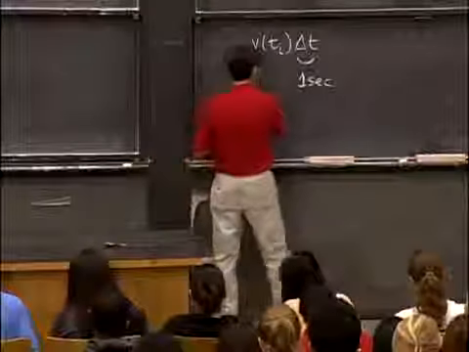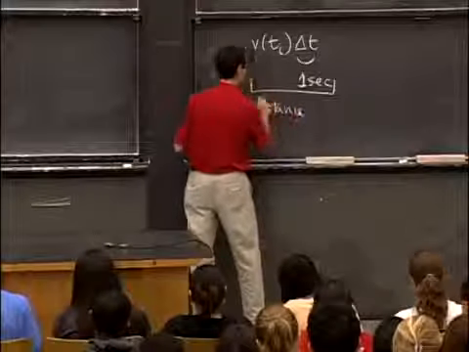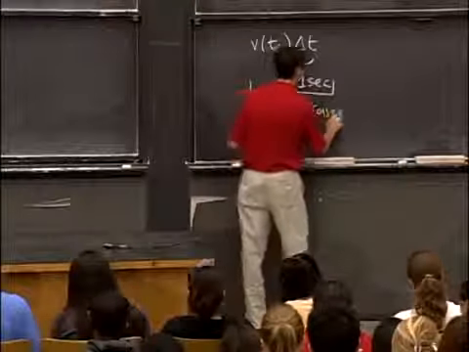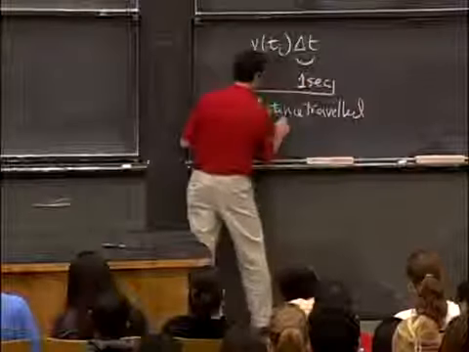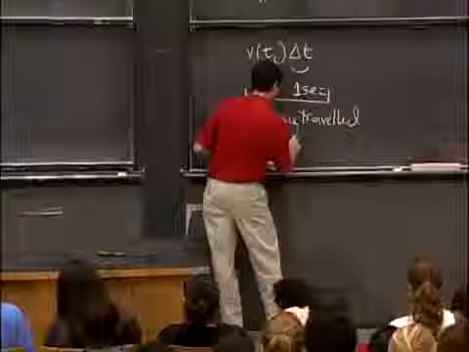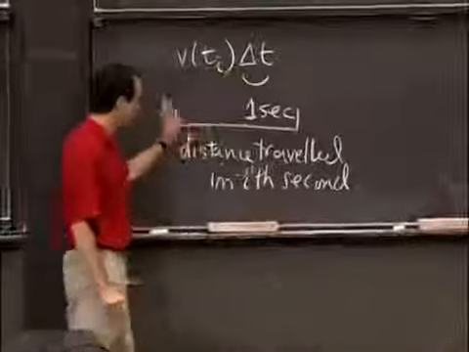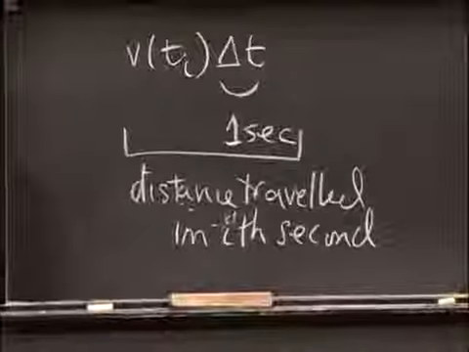So this is the time interval, and this is the distance traveled in second number i, in the ith second. The distance traveled in the ith second, that's the distance traveled in that one second.